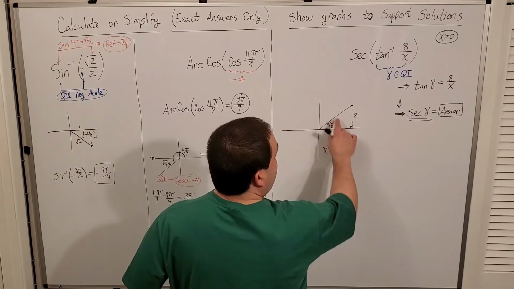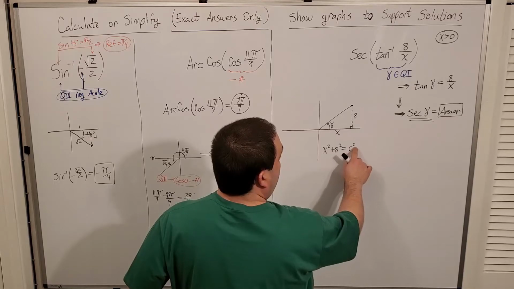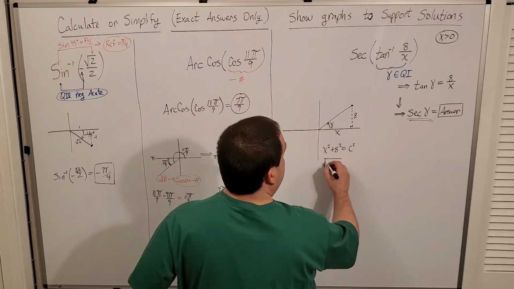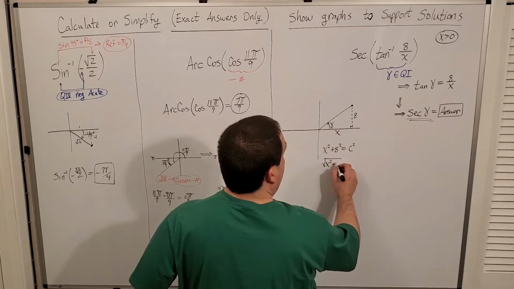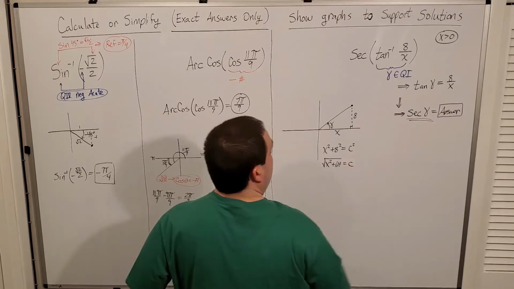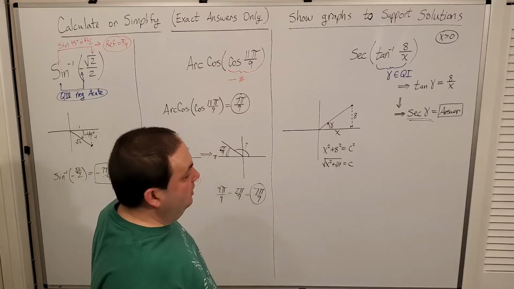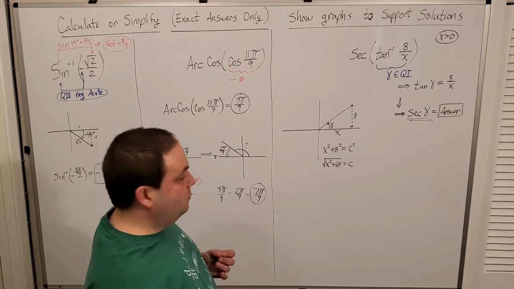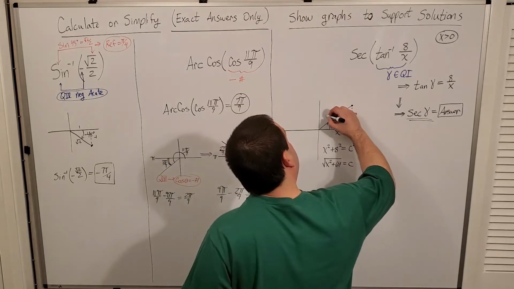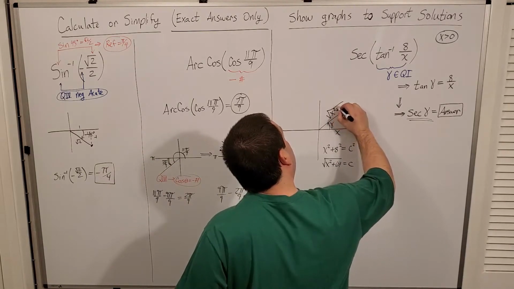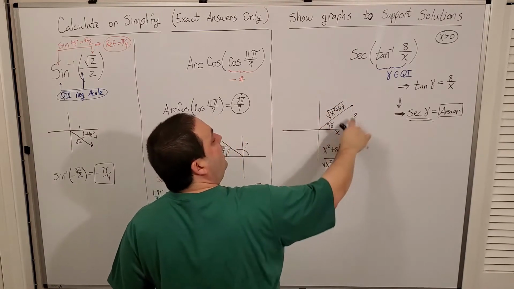Notice all I want is for this c to be solved for, so I'm just going to square root both sides. Instead of 8 squared, I'll write out 64. And I can't do anything else with that, because of the addition, I can't split that radical. So this is going to be the square root of x squared plus 64. And now I have my triangle.